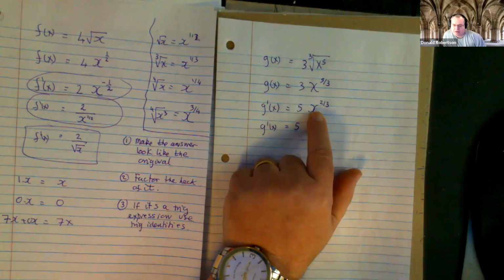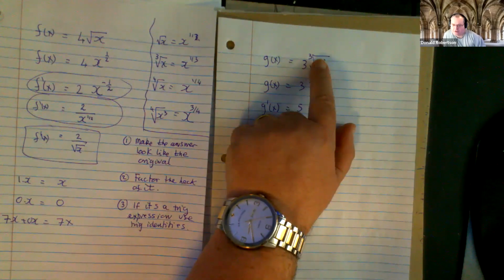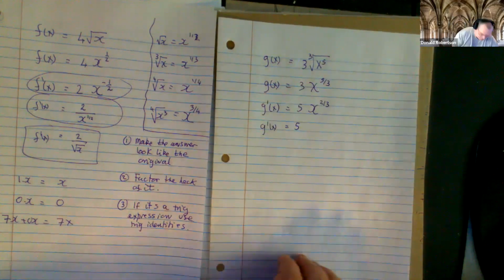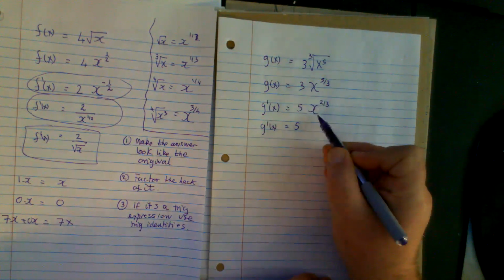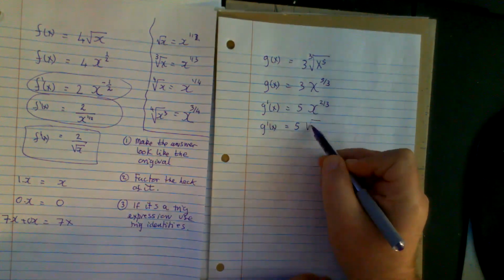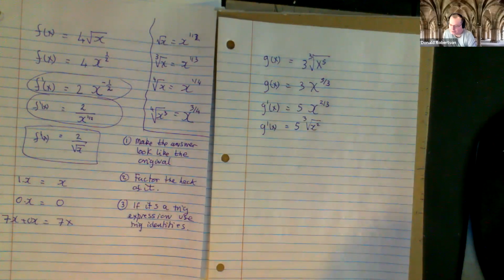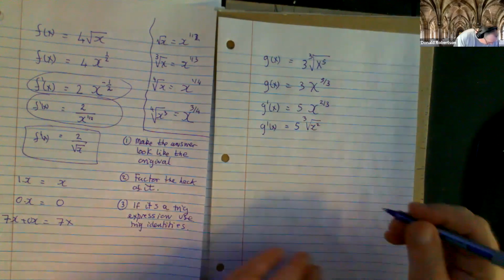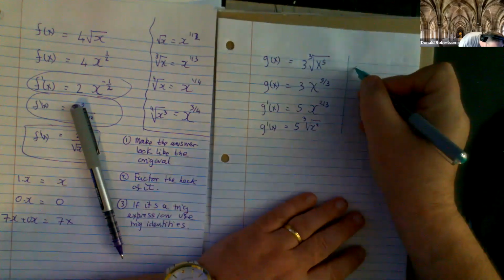How would we write x to the 2/3 to look more like this radical? What would it be? The cube root of x squared. Boom, done. That wasn't too bad. Now, everything I've said up to this point is correct. I just want to show you something.